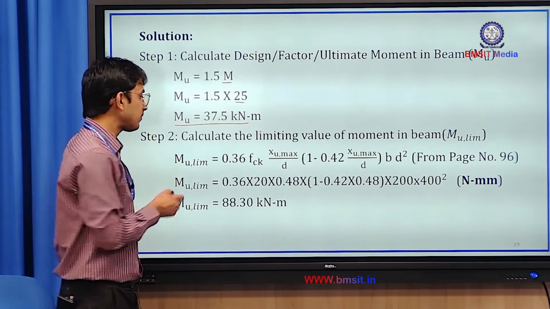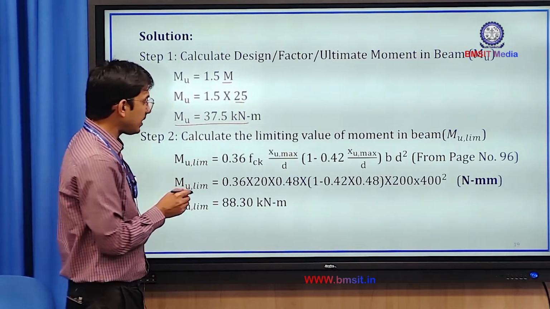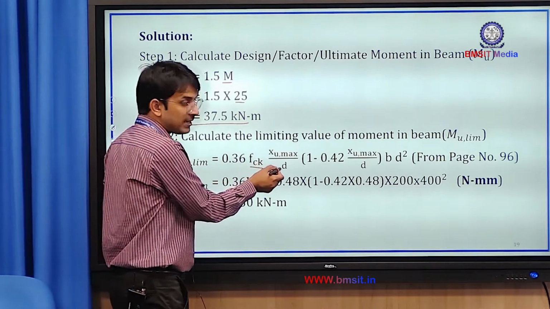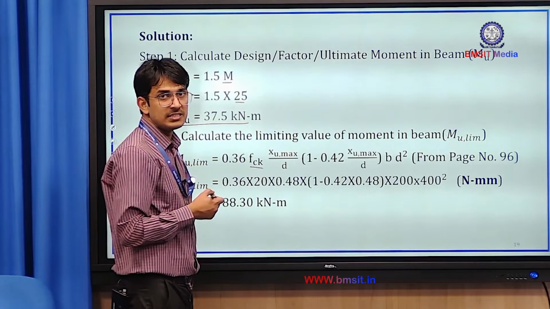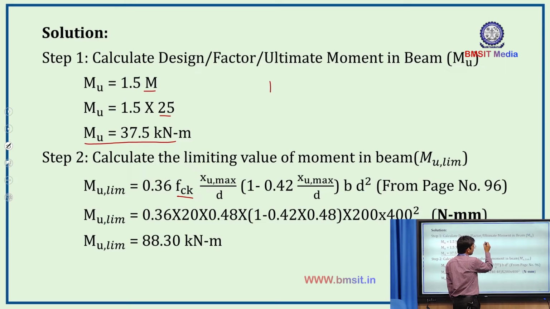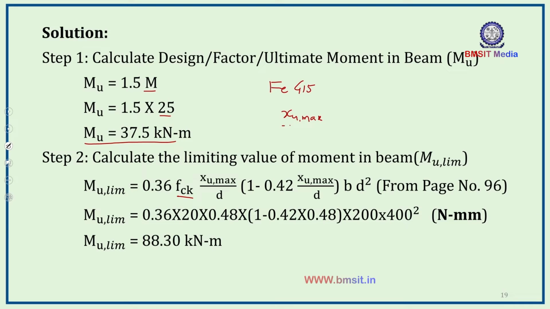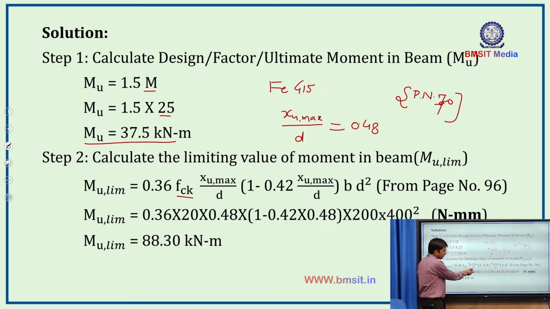After that, in the second step, we calculate the limiting moment value. For that we have this formula, and we have all the values in it. fck we already know. For xu max by d, we need the grade of steel, which in this question is Fe415. For that we know xu max by d equals 0.48. You can see this value on page number 70 of the code.